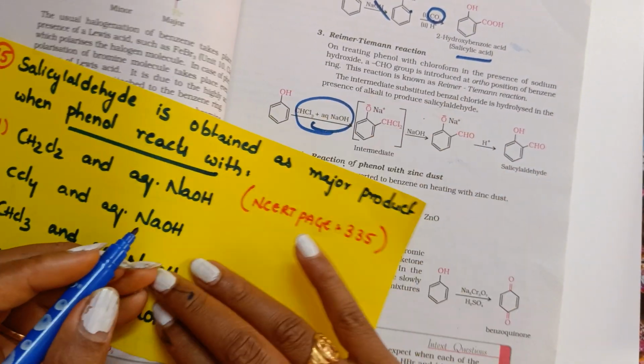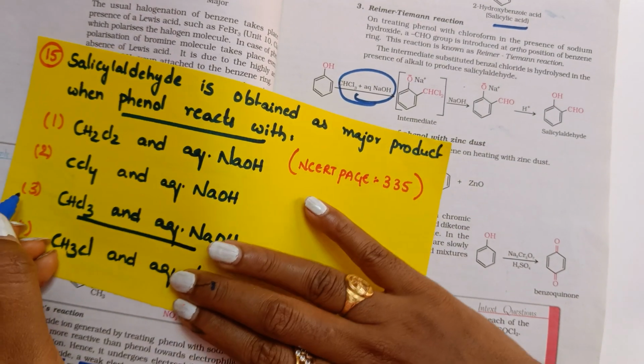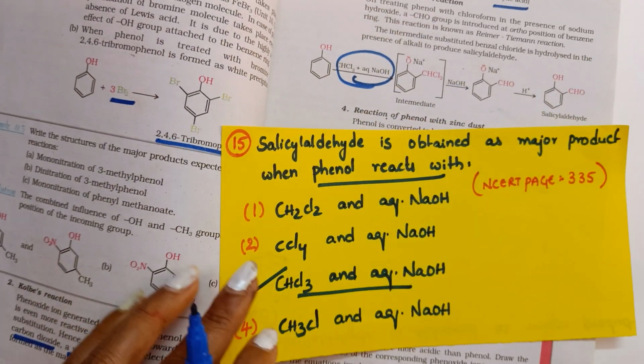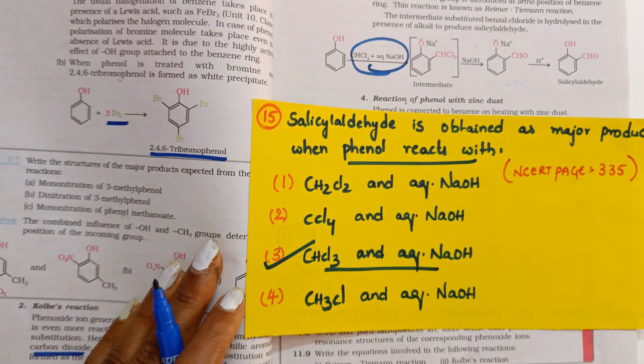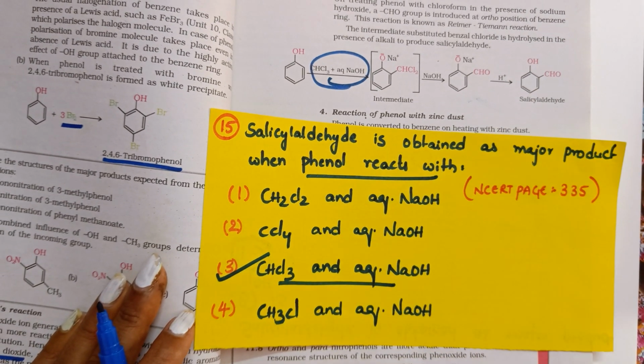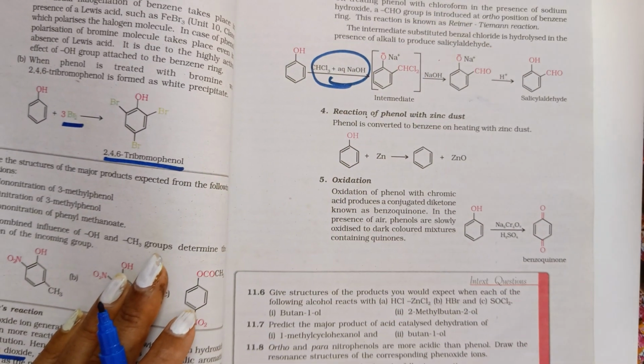See here what it will do, students. CHCl3 in aqueous NaOH. What will it introduce? It will introduce a CHO group at the ortho position. This is called what? Salicylaldehyde. Option 3 is the correct answer.